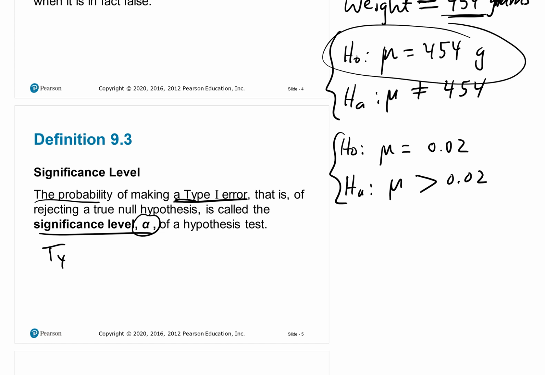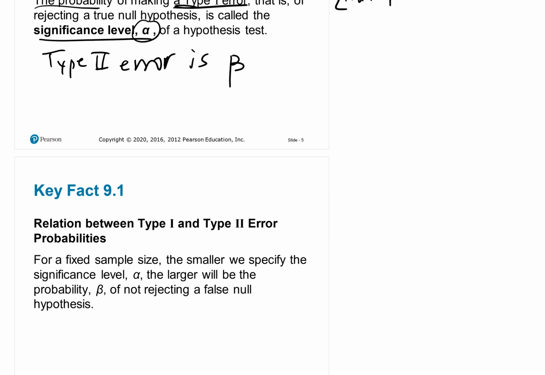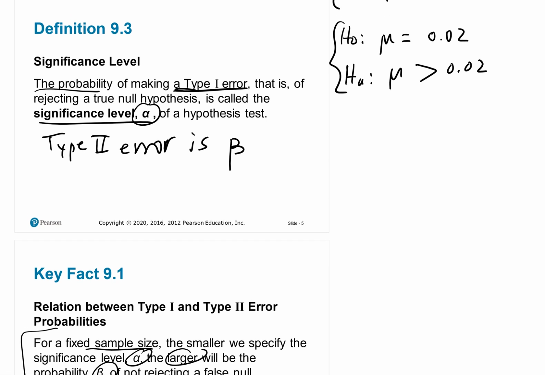That's for type 1. For type 2, the probability of making type 2 error is called beta. So the relation between alpha and beta is that if alpha increases, beta decreases, and vice versa. So here it says for a fixed sample size, the smaller the alpha, the larger the beta. It makes sense. If you increase the probability of one thing failing, you are reducing the probability for the other one, and vice versa. Just keep this in mind, because we will come back and use alpha a lot, but not in this section. It's called significance level alpha.